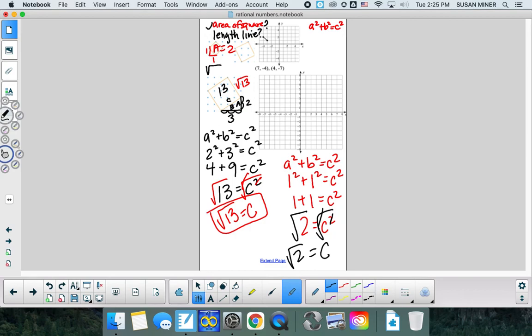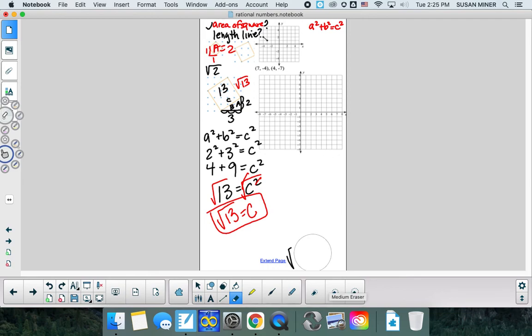The side length would be the square root of 2. And 2 is another prime number, so we can't simplify that square root. And so we just leave it. It is equal to the square root of 2. Okay, how'd you do? Hopefully you checked your work on those and you're feeling okay about it.